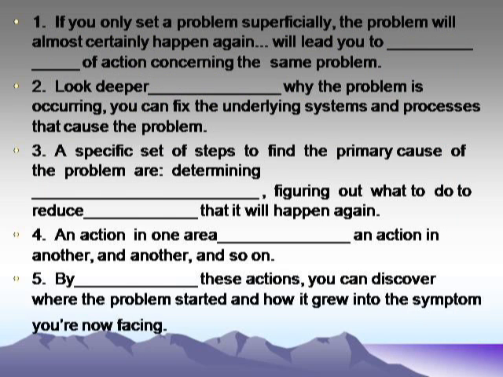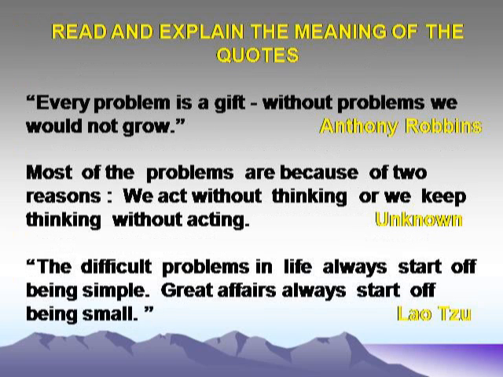So next task is read and explain the meaning of the quotes. Every problem is a gift. Without problems, we would not grow. Anthony Robbins. Most of the problems are because of 2 reasons. We act without thinking, or we keep thinking without acting. Unknown, anonymous. And the last one by Lao Tzu. The difficult problems in life always start off being simple. Great affairs always start off being small.